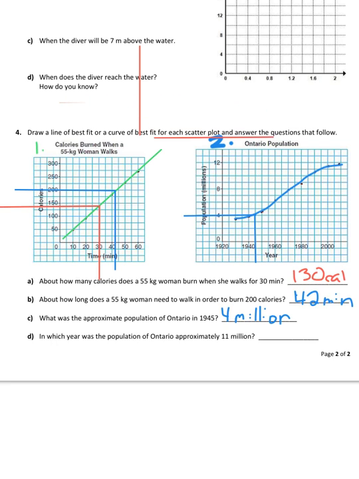Good, and last but not least, in which year was the population of Ontario approximately 11 million? So let's take our graph, 8, 9, 10, 11 million. Now read down to finish reading the graph, and we are looking at 1980, 1990, 1995. And there you have it. That's using our lines of best fit, our curves of best fit, interpolating and extrapolating to find values. Well done.